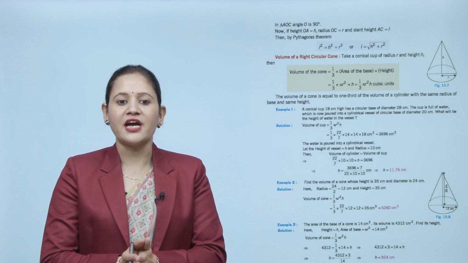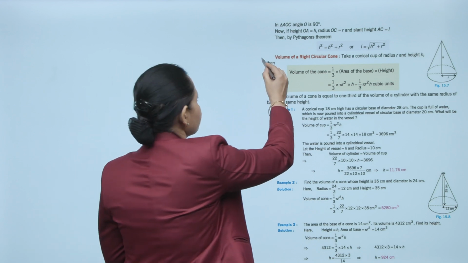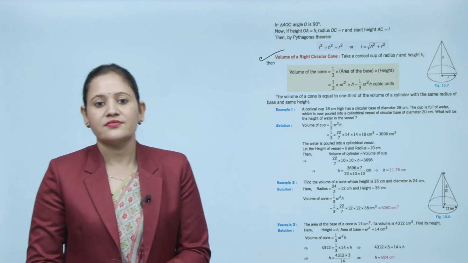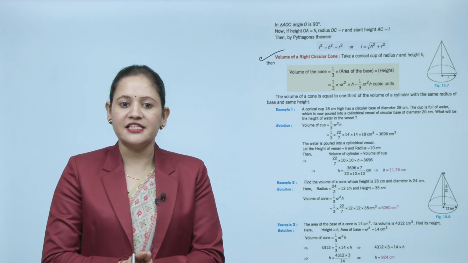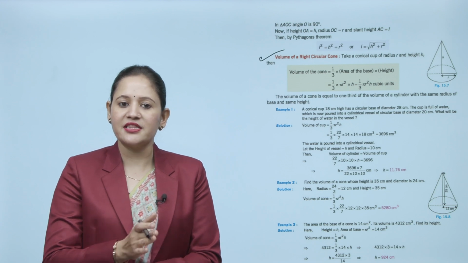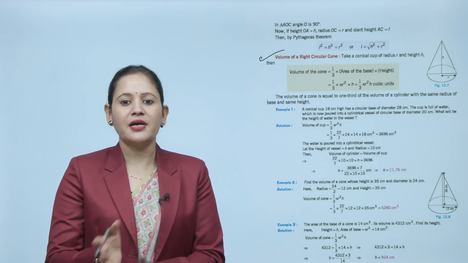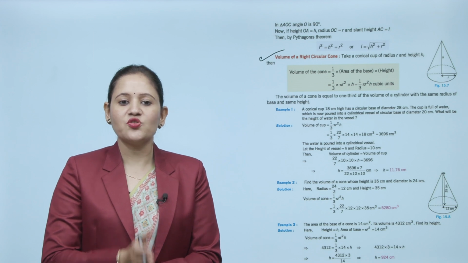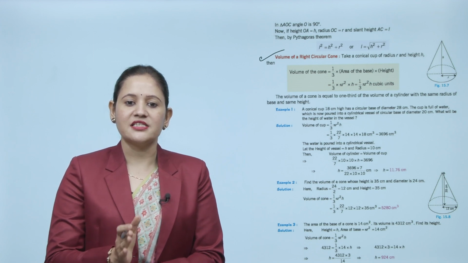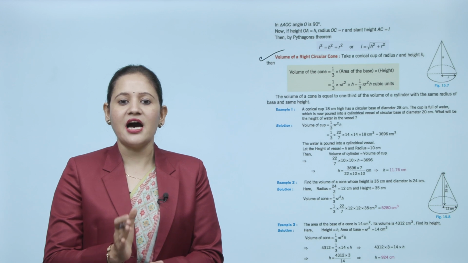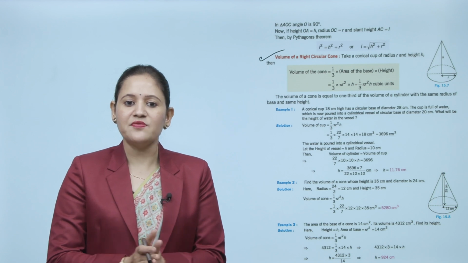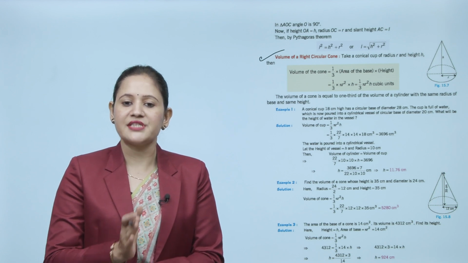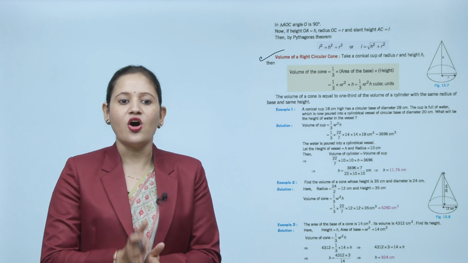Next, volume of right circular cone. Take a conical cup of radius r and height h. Then the volume of the cone will be 1/3 multiplied by area of base multiplied by height. That equals 1/3 pi r square into h, which is 1/3 pi r square h cubic units. That is the volume of the cone. The volume of a cone is equal to 1/3 of the volume of a cylinder with the same radius of base and same height.